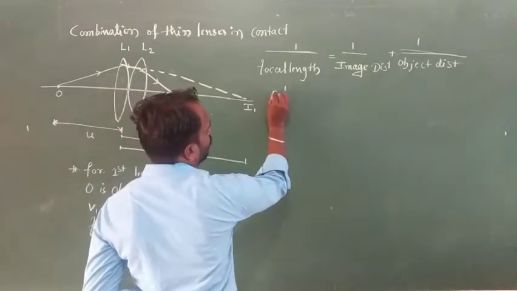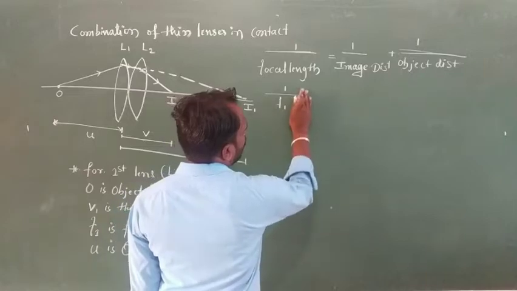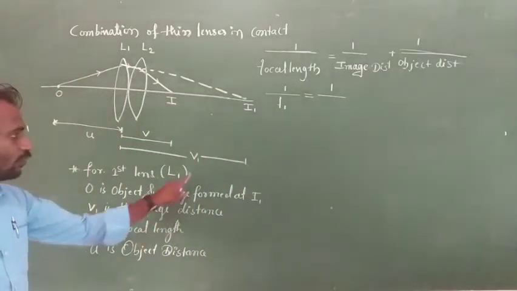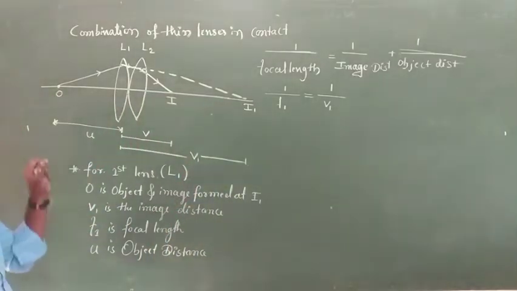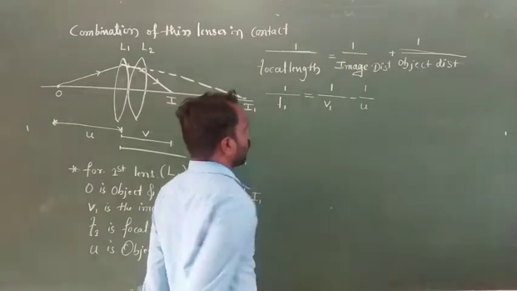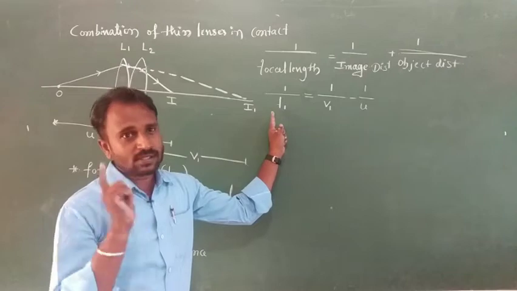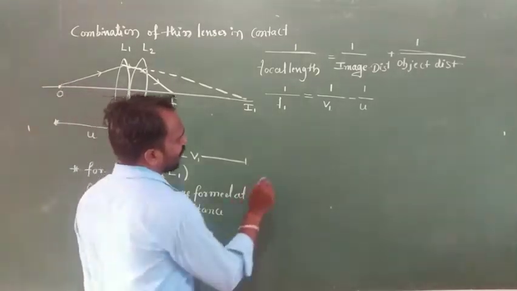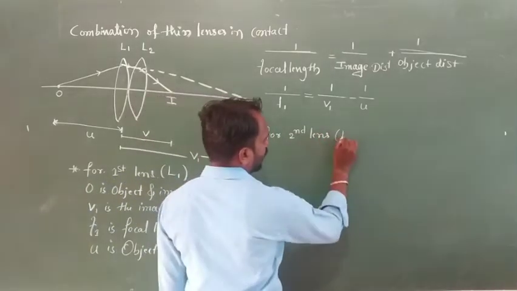Here the focal length means the first lens focal length F1, and the image distance for the first lens is V1. So 1 by F1 is equal to 1 by V1, plus the object distance, which is negative according to sign convention, so minus 1 by U. 1 by F1 is equal to 1 by V1 minus 1 by U. This is for the first lens, according to the lens formula, where we consider only the first lens. Next, for the second lens, L2.